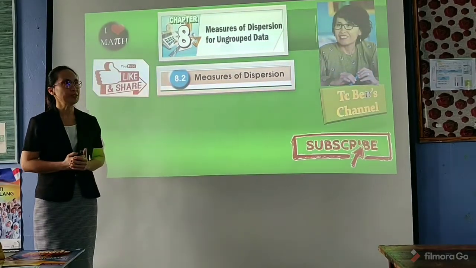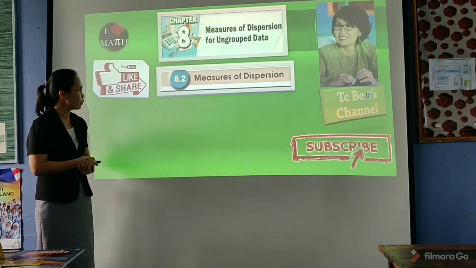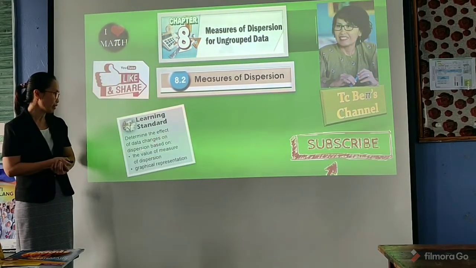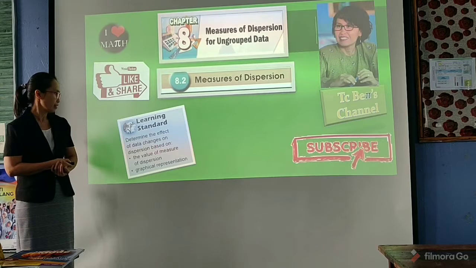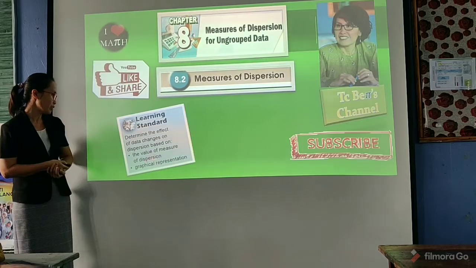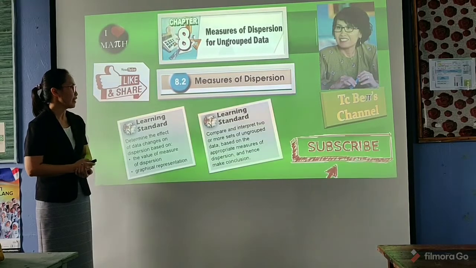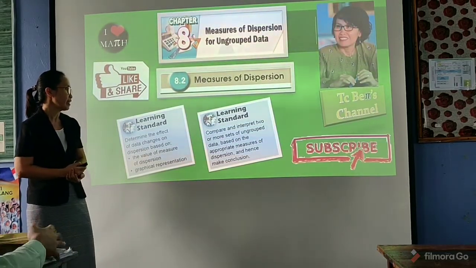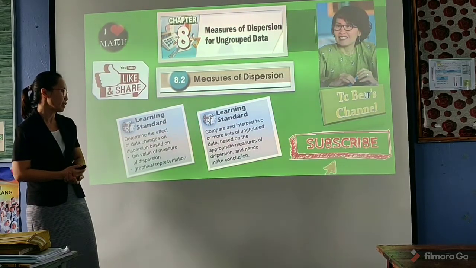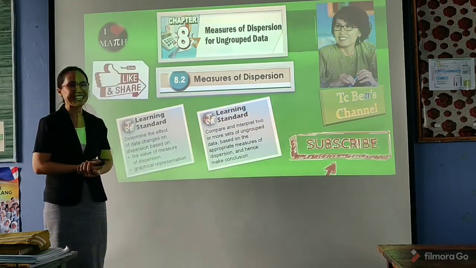Okay, class. So today we will start with, I think, the final part of this chapter. First is to determine the effect of data changes on dispersion based on the value of measure of dispersion and graphical representation. We'll see later. And next one is we compare and interpret two or more sets of ungrouped data based on appropriate measures of dispersion and hence make conclusions. It's quite long, but you'll see it later.